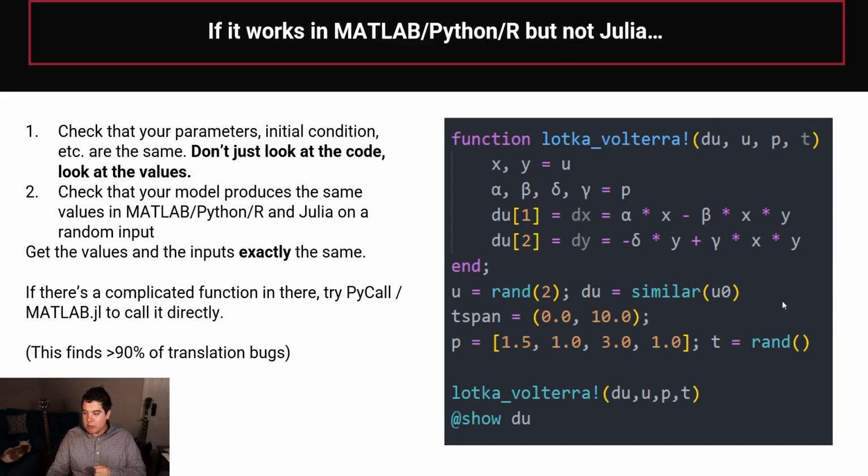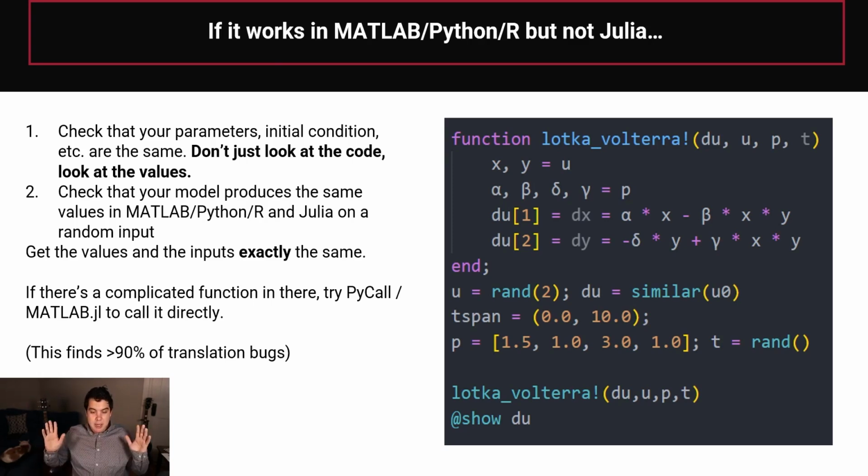So take what you have, after you found out that your initial conditions and your parameters are correct. The next test to do is just change them. Say here, make my initial condition something random, and just make sure that here's the value I get in Julia. Make sure that here's the value you get in MATLAB.